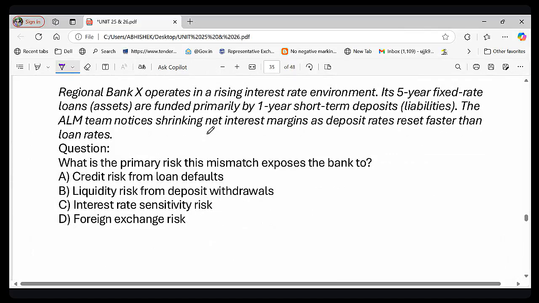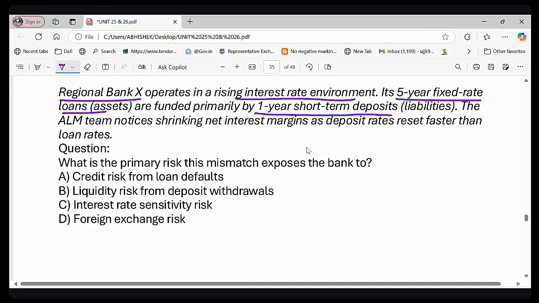So friends, the question is, as you can see, imagine you are working at regional bank X, which operates in a market where interest rates are rising, right? So here is the situation. The bank offers a 5-year fixed rate loan to its customers, but it funds this loan by using 1-year short-term deposits from its customers, right? So here is the issue.